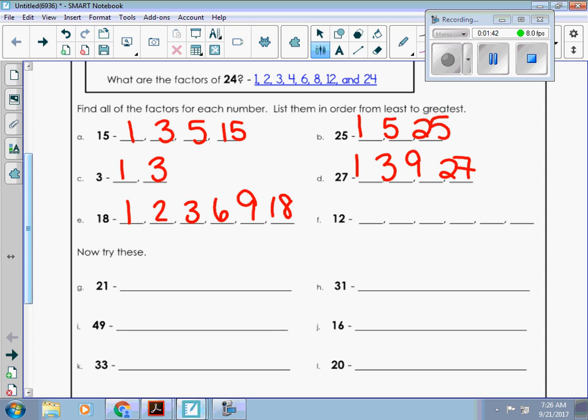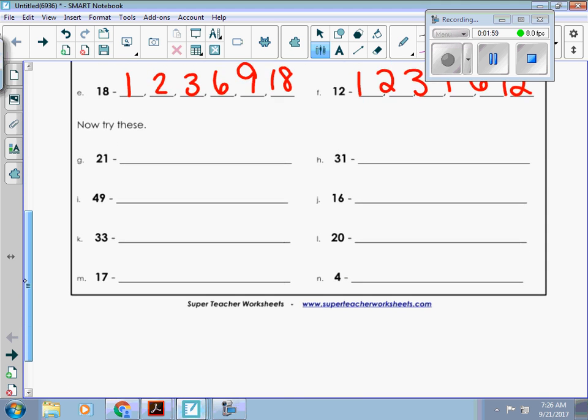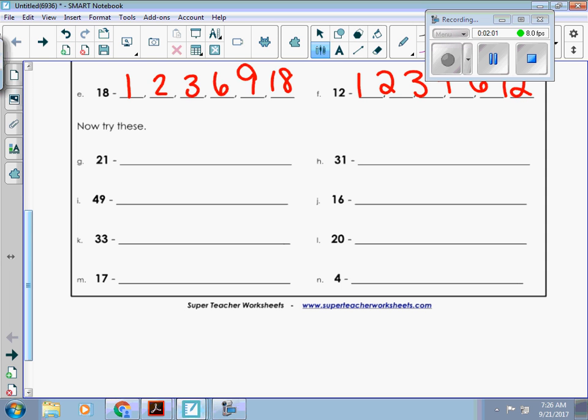And for 12, I have 1 and 12, and it is even, so I know that 2 works with 6. And then I try the next one, 3, and 3 works with 4. Okay. This one doesn't give me those lines, so I need to make sure I'm careful to check to make sure I get all of them. So I'm going to start with 1 and 21.